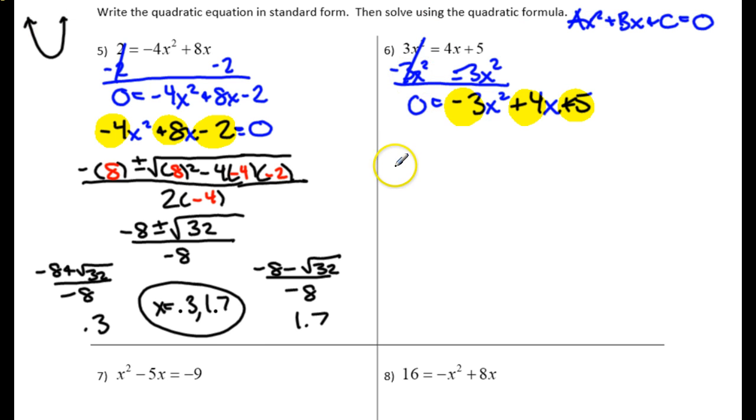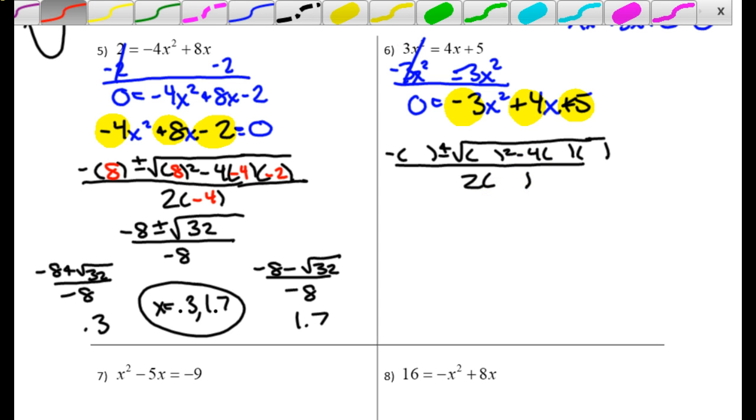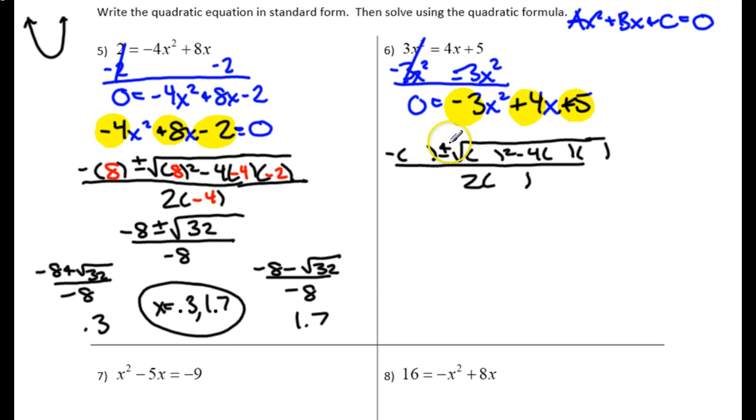Okay, so using our quadratic formula, negative b plus or minus square root of b squared minus 4ac, all of that over 2a. Alright, let's go back and plug it in. Our b is positive 4, so I'll plug in a 4. This b squared, plug in 4. A is a negative 3. C is a positive 5. And the bottom 2a, a is negative 3.